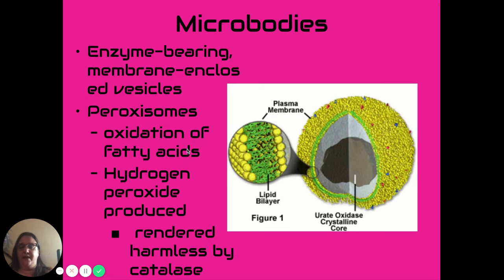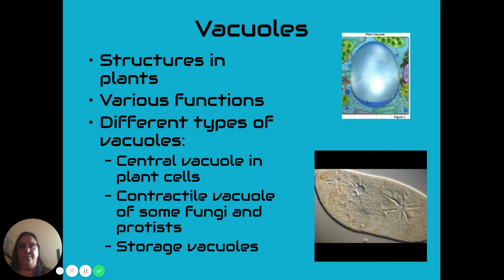When they oxidize, oxidation is loss of electrons. They're pulling off electrons. Hydrogen peroxide is produced. And then that hydrogen peroxide, that's not good for our bodies. So we have to find a way to get rid of that. So that is made harmless to us by a catalase, an enzyme. So that's kind of what microbodies do.